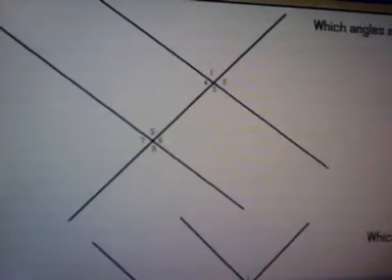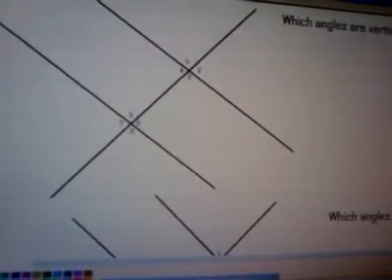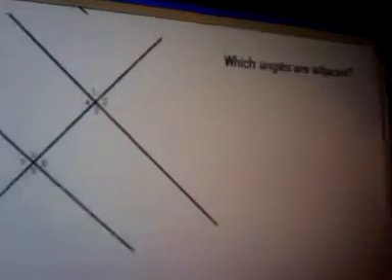Which angles here are vertical angles? The vertical angles would be 1 and 3, 2 and 4, 5 and 8, and 6 and 7. Which angles are adjacent? The adjacent angles are 1 and 2, 3 and 4, 5 and 6, 7 and 8, and 1 and 4, 2 and 3, 5 and 7, and 6 and 8.